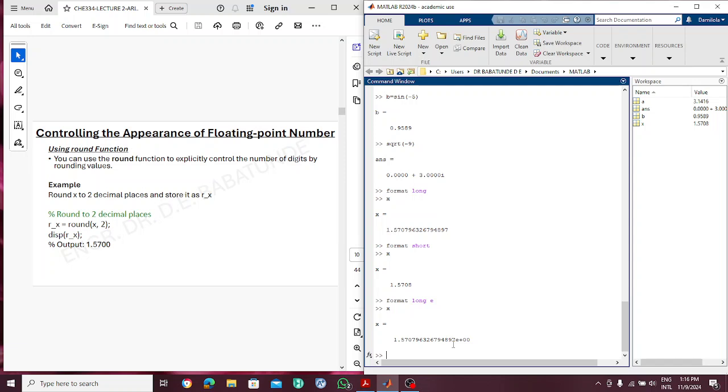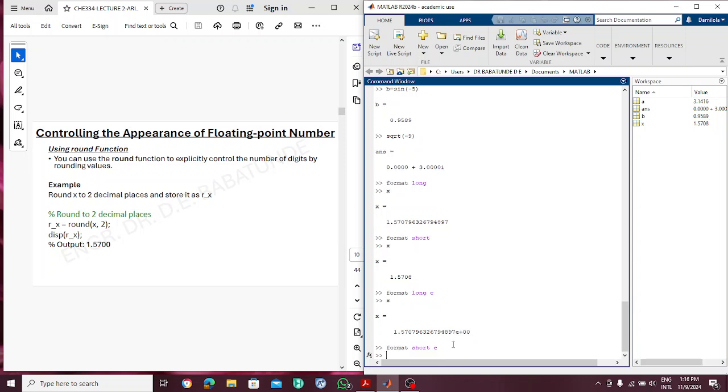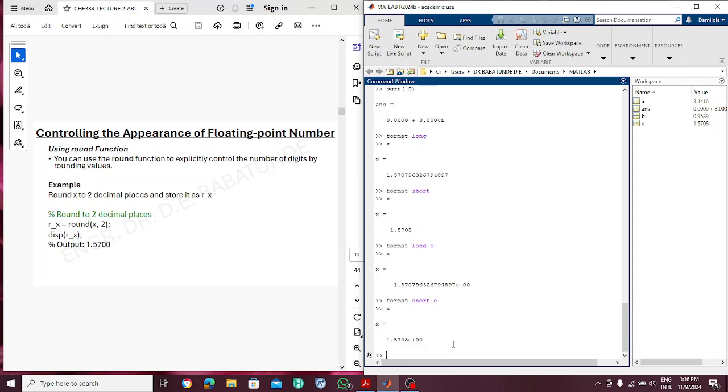And let's move to the format short E, and get the value of x. So there's still that E there, denoting that this is scientific notation. However, this is raised to power 0 at this time. Okay, so let me return to the format short, which is the default mode.